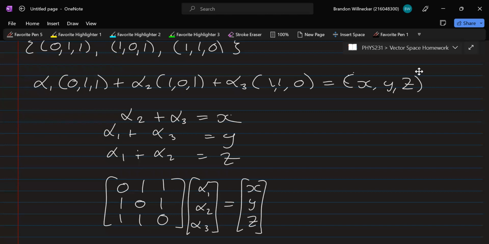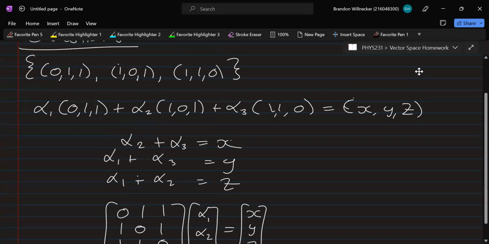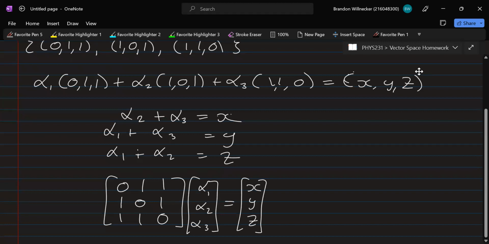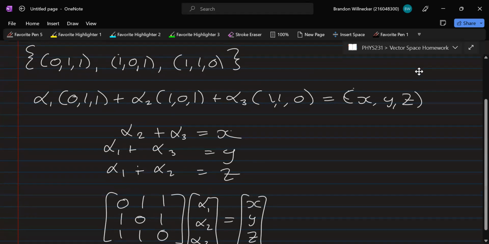Okay, and just something to notice, if you look at the columns of this matrix, that matches up with the vectors that are given to us. So the first vector was 0, 1, 1. The first column is 0, 1, 1. Okay, the second vector is 1, 0, 1. The second column is 1, 0, 1. And same thing for the third. Okay, so that's a general thing that you'll see.